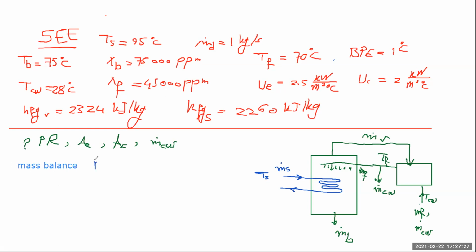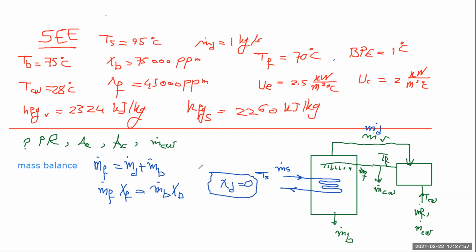For the mass balance, we write the equations: m dot feed is equal to m dot distillate plus m dot brine, and m dot distillate is the same as m dot vapor. And m dot feed x feed is equal to m dot brine x brine. This is because x of the distillate is 0, and this is the assumption that we make, that the distillate is free of salt. Now we have the m dot distillate, the value is given as 1. We don't know the feed and the brine. X feed is given, which is 45,000, and x brine is given, which is 75,000.